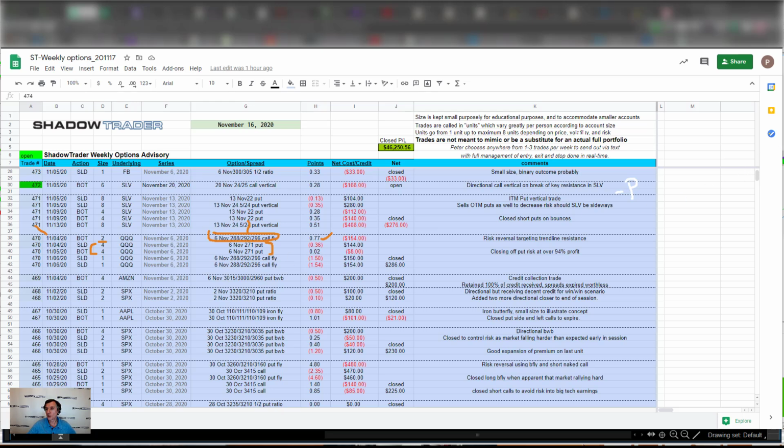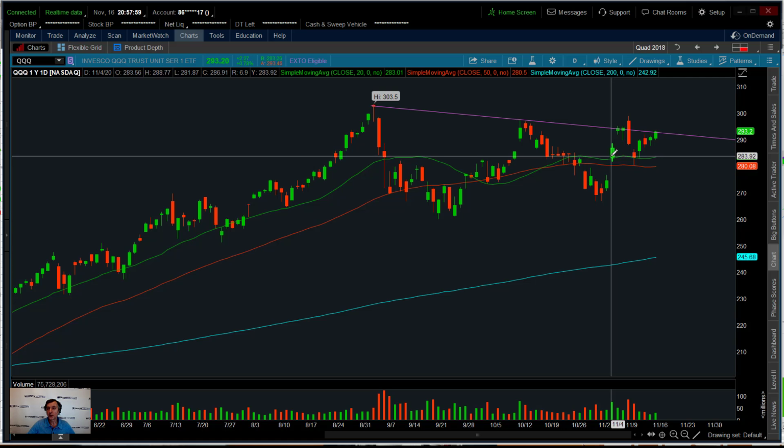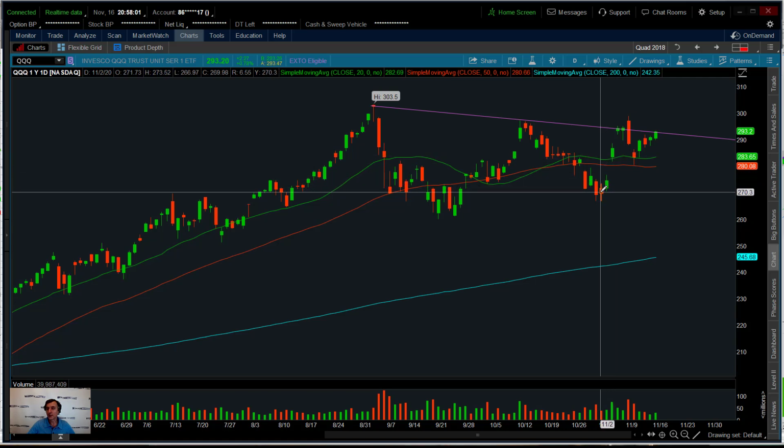And if we go back to the chart, you're probably asking yourself, why the 271s? Why did we sell 271 puts at that juncture? Well, we know that this is our bar in question. Let's look at where 271 is on the chart.